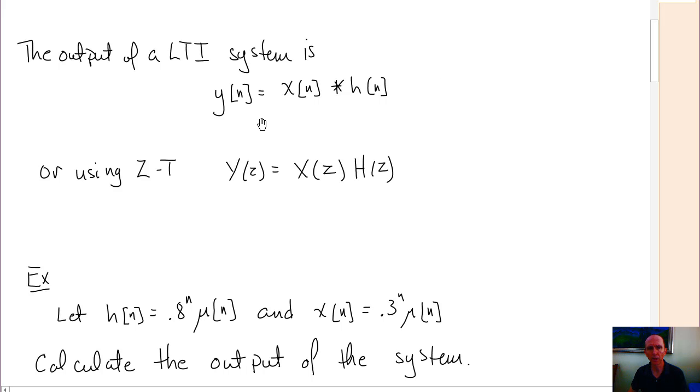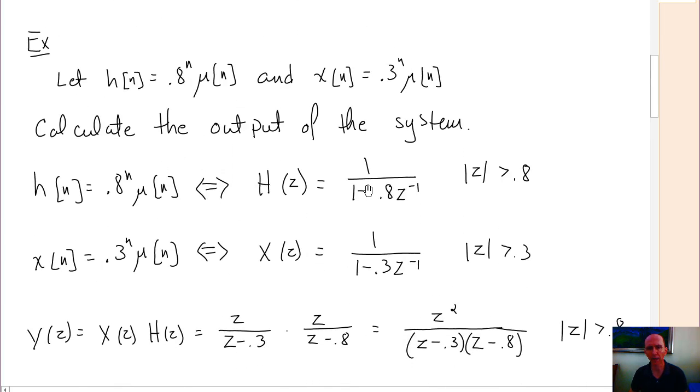And we know that the output of a linear time invariant system is the convolution of the input with the impulse response. Now, we can do the convolution as we did before, but in general it's easier to do it with z-transforms. So if we take the z-transform of this equation, y of n becomes Y of z, x of n becomes X of z, h of n becomes H of z, and we know that a convolution in time is a multiplication for the z-transform. So this would be our equation, right? The output is just a multiplication of X times H. Now this is useful, as I mentioned, when we want to calculate outputs of systems.